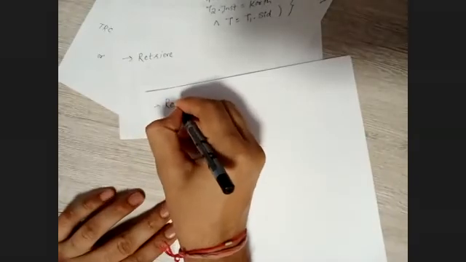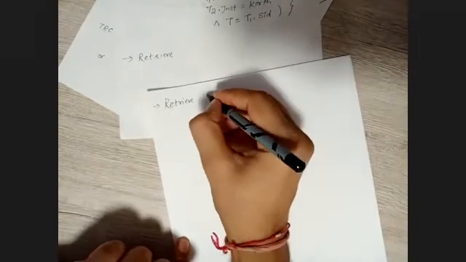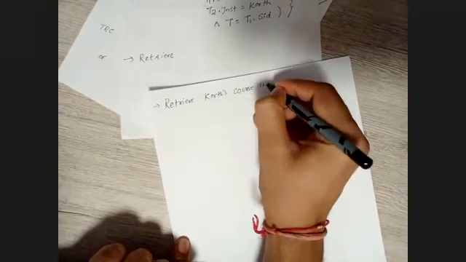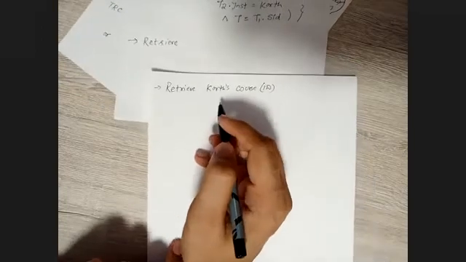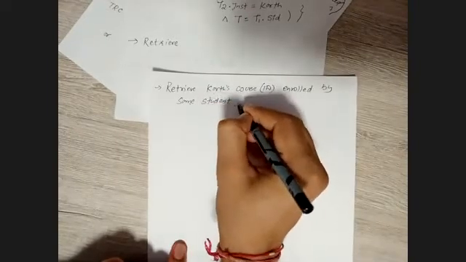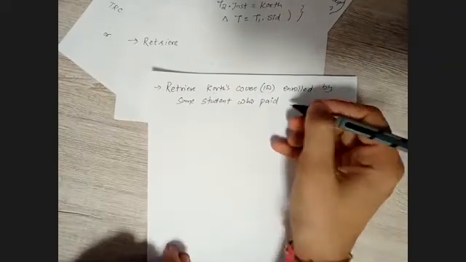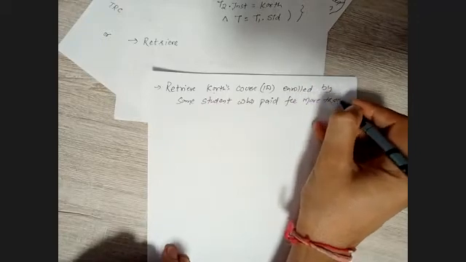So retrieve some course IDs, right? Let's take the course IDs in which the instructor is course, it means to say. So we need to retrieve those course IDs enrolled by some student, enrolled by some student who paid. Let's include the descriptive attribute as well, who paid fee more than 5,000.